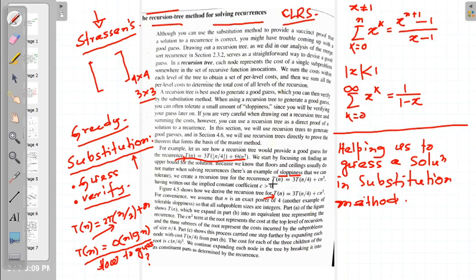From that awkward looking recurrence, we are getting a much cleaner recurrence form. And then we have to apply this recursion tree to guess the solution of this.